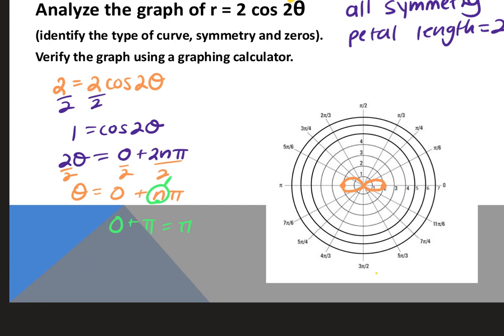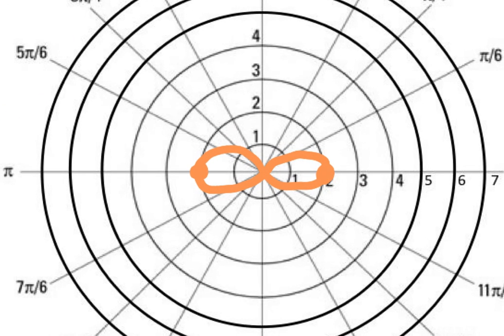How many total petals do I have to have? 4. Good. So where would I put other petals in which it would have pi over 2 symmetry, polar axis symmetry, and pole symmetry? They can only go at the top and the bottom. So I put one here, and I put one here. So it has to have all 3 types of symmetry.